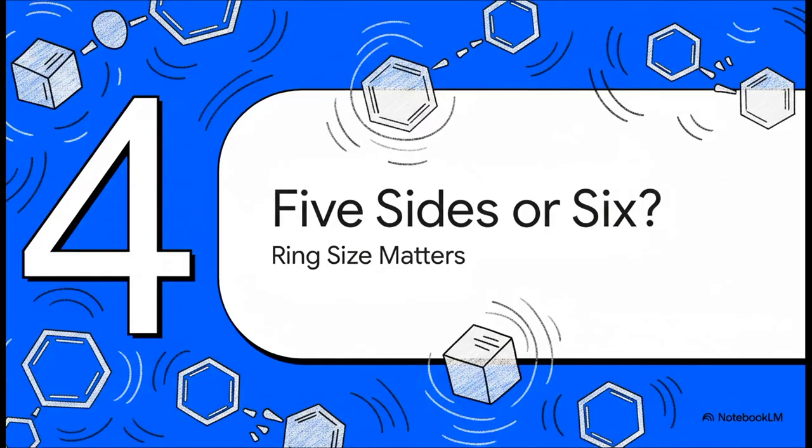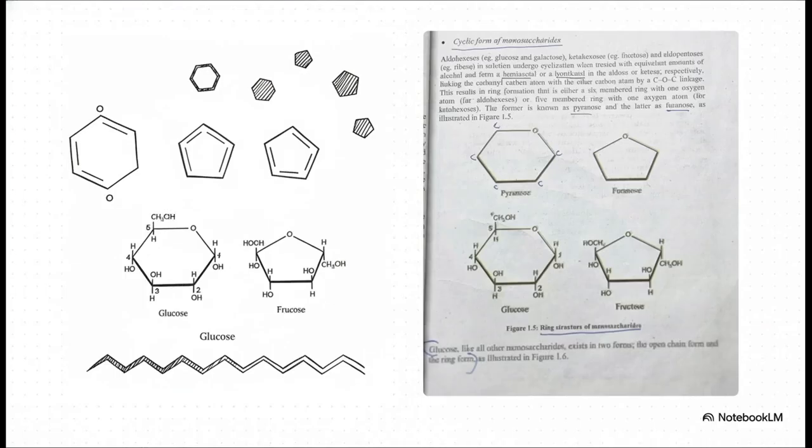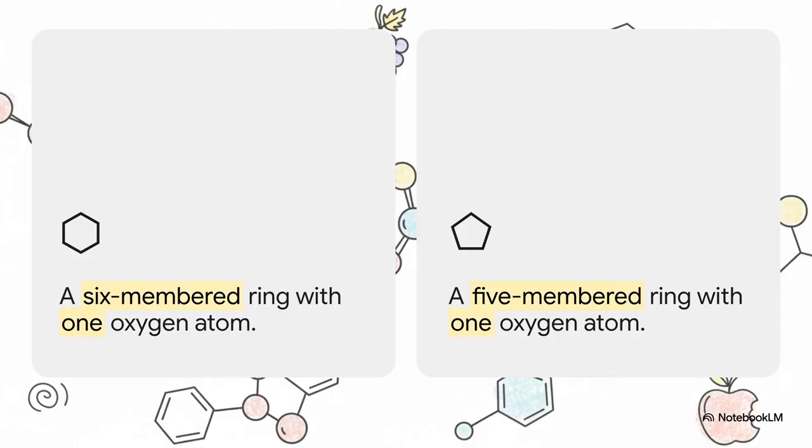Okay, so we've got it. Sugars form rings. But do they always form the same size ring? Nope, not at all. Turns out the two most common ring sizes are these right here. A 6-membered ring, like the hexagon we've been seeing with glucose, is called a pyranose. But sometimes they form a 5-membered ring, a pentagon, and that's called a furanose. And you'll notice both of them have an oxygen atom built right into the ring itself. So yeah, it's really all about counting the atoms that make up the ring. Pyranose, 6 members total, 5 carbons and 1 oxygen. Furanose, 5 members total, 4 carbons and 1 oxygen.